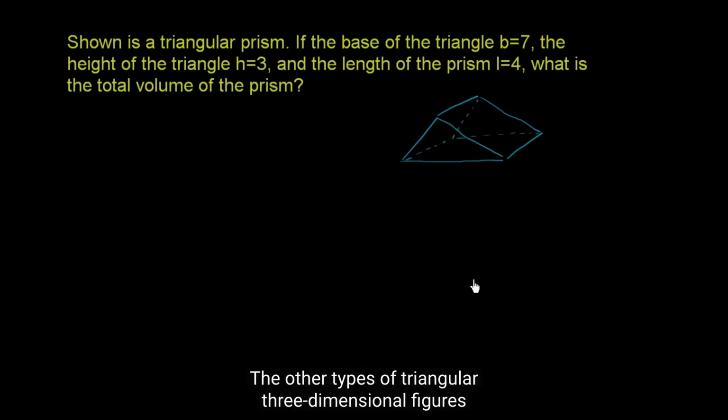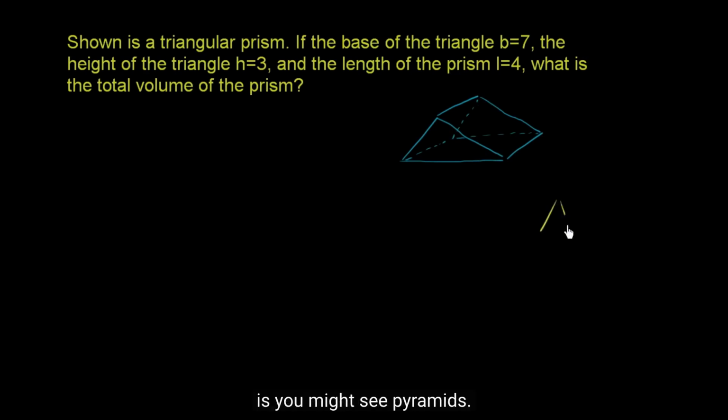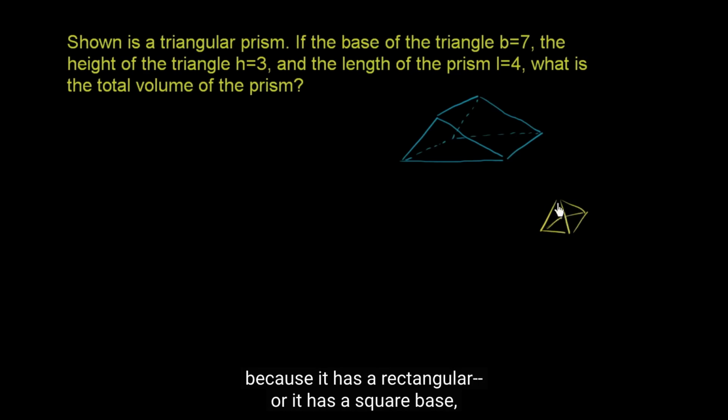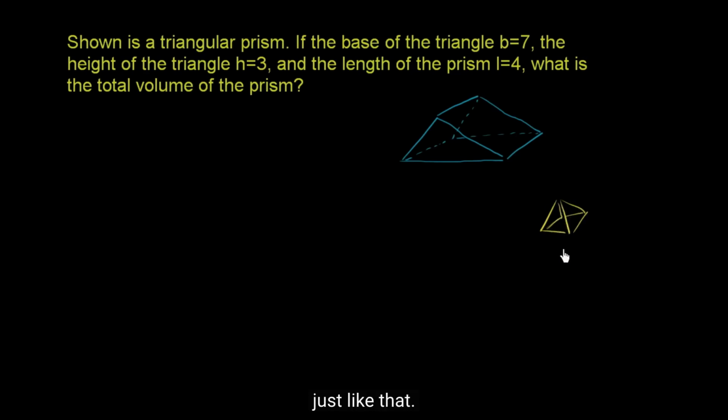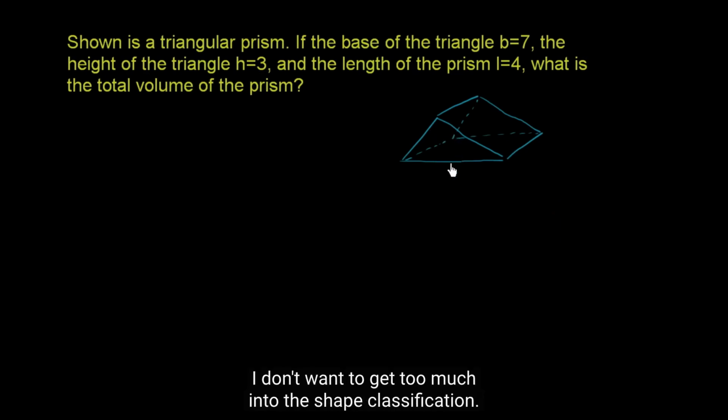The other types of triangular 3-dimensional figures is you might see pyramids. This would be a rectangular pyramid because it has a rectangular, or it has a square base, just like that. You could also have a triangular pyramid where it's just literally every side is a triangle, so stuff like that. But this over here is a triangular prism. I don't want to get too much into the shape classification.